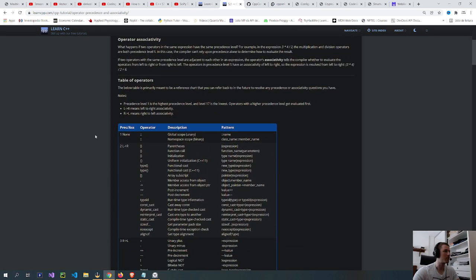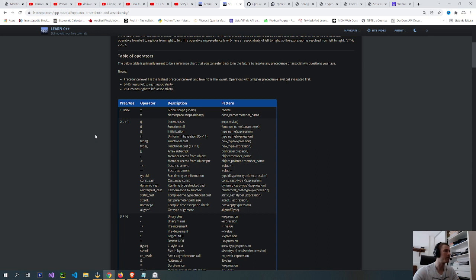Operator associativity. What happens if two operators in the same expression have the same precedence level? The multiplication and division operators are at precedence level 5. In this case, the compiler can't rely upon precedence alone to determine how to evaluate the result. If two operators with the same precedence level are adjacent to each other in an expression, the operator's associativity tells the compiler whether to evaluate the operators from left to right or from right to left. The operators in precedence level 5 have an associativity of left to right, so the expression is resolved from left to right.